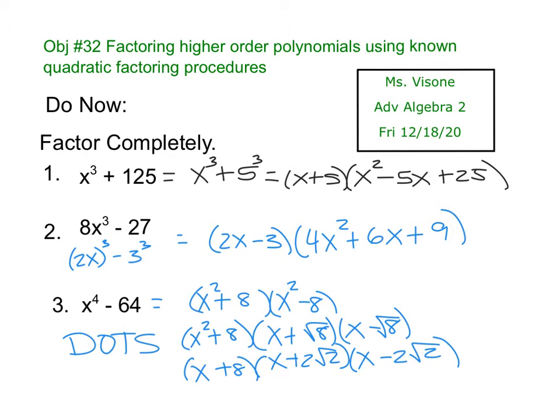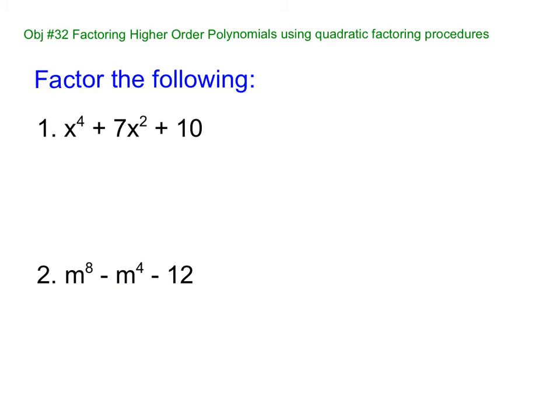All right, so now let's look at some new ones. x to the fourth plus 7x squared plus 10. So think about, what does this remind you of? This looks really similar to x squared plus 7x plus 10, which is a basic multiply combine chart. But it's x to the fourth and x squared. But it's really the same process. So it's x squared times x squared is x to the fourth.